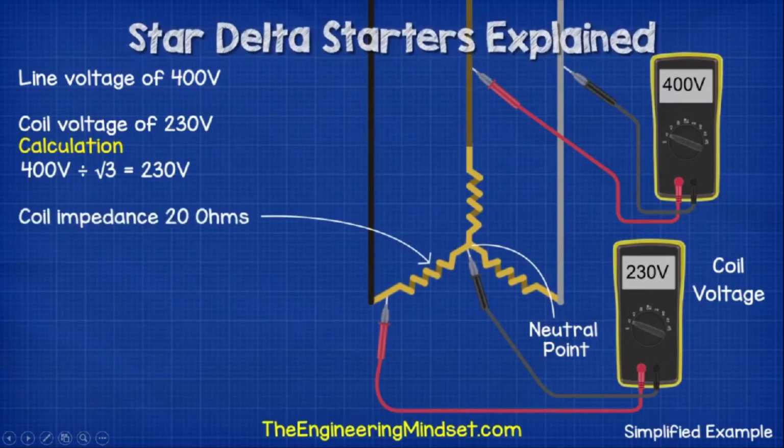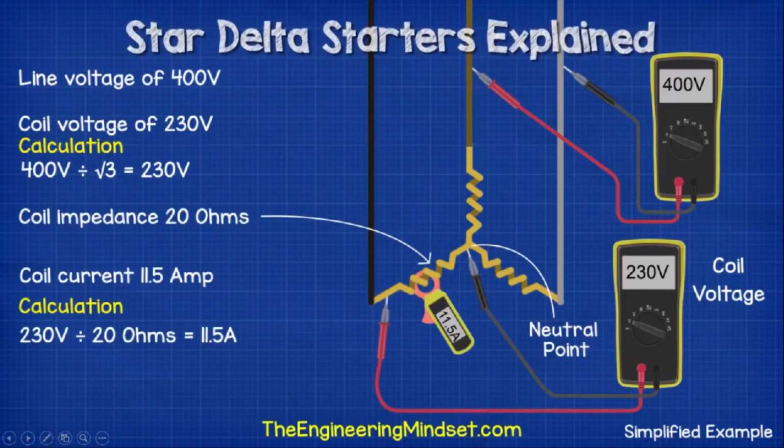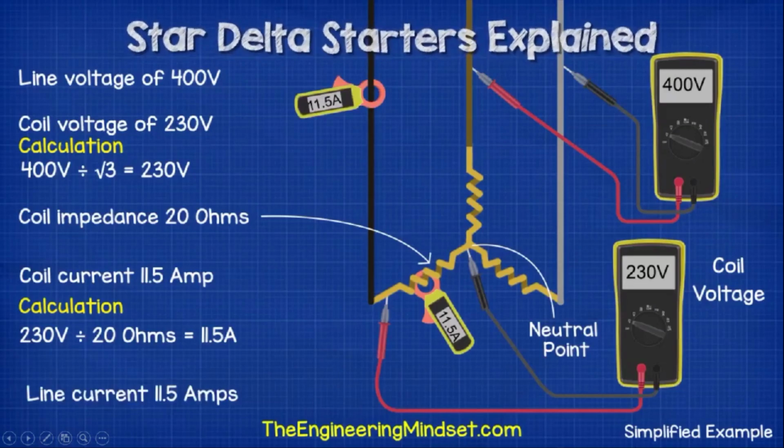As the voltage is less, the current will be too. If the coil is again 20 ohms of resistance or impedance, then the current is calculated by 230 volts divided by 20 ohms, which is 11.5 amps. The line current in this design will also therefore be 11.5 amps.